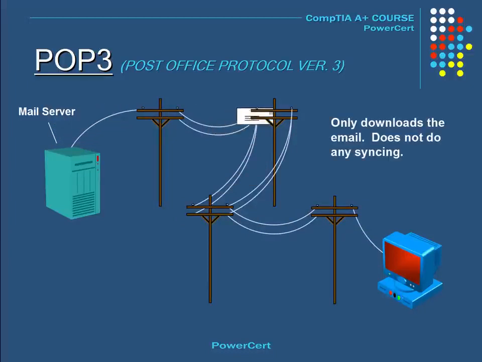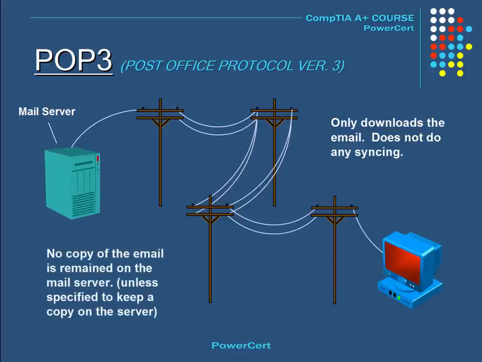It does not sync any email or folders from the mail server and your computer like IMAP4 does, which we'll talk about next. It strictly downloads the email. And typically, when your email application using POP3 retrieves the email from the mail server, the email is removed from the mail server, unless you specify in your email application to keep a copy on the mail server. POP3 is commonly used with email applications such as Microsoft Outlook.